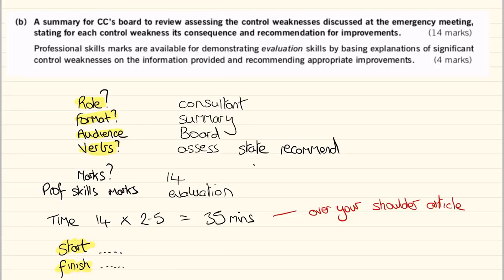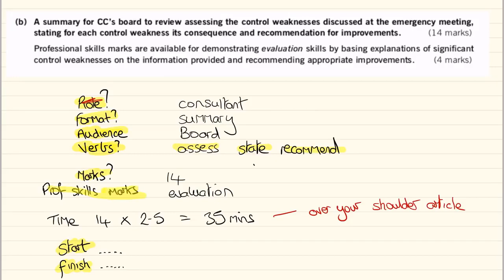Let's take a more detailed look at question 3B now then. We are asked to do a summary for the board to review that assesses control weaknesses discussed at the meeting, stating for each weakness its consequence and recommending improvements. 14 marks, with professional skills marks here for evaluation skills. So in the same old fashion that we adopt every time, the 6 steps. Who are we? We're a consultant. What is the format? It's a summary. Who's the audience? The board. What verbs? 3 verbs here: assess, state, and recommend. Make sure we address each of them. How many marks are we after?